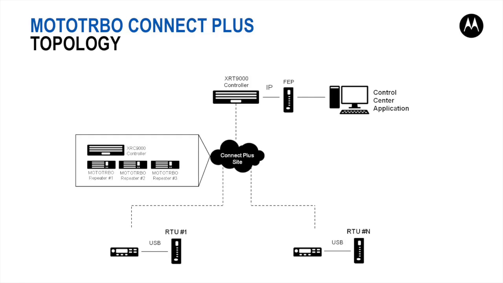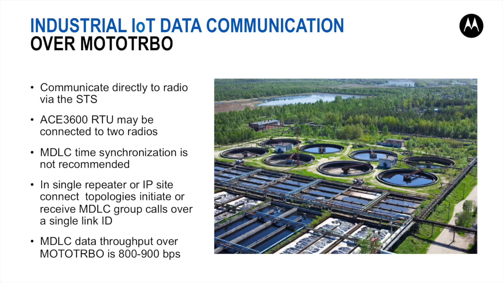When the FEP wants to poll data from the RTU, it will send a frame to the XRT, which requests a channel from the XRC. Once the channel is assigned, data will be sent over the air on the designated channel.